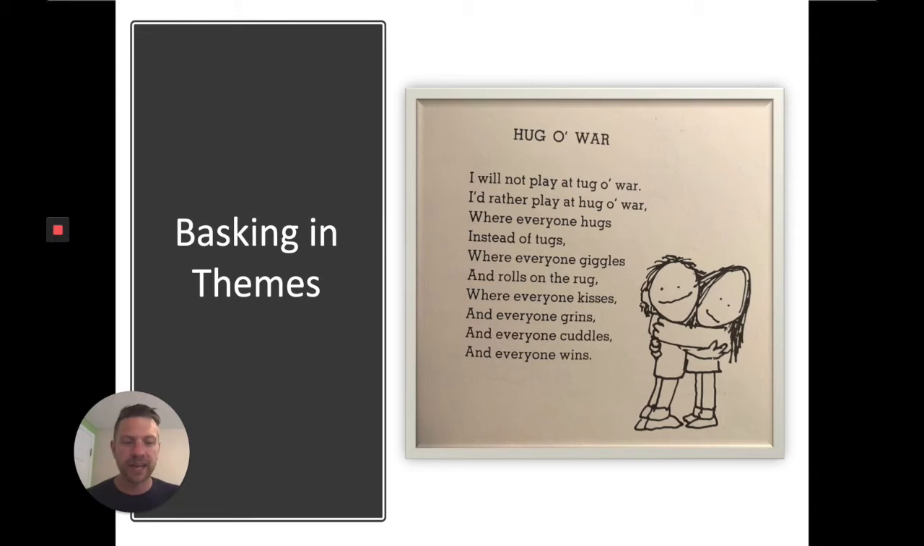But let's think about the big idea of this thing. Well, it's saying what they would like to do. And it's describing all of these ways that people are kind to each other, right? Kissing, cuddling, grinning, hugging, and it's saying that they will not play at tug-of-war. Well, what's tug-of-war? It's like when you're arguing, you're battling, you're fighting, there's conflict, right? So I think the theme is just be nice to each other, right? It's a very simple but very powerful little poem about just let's be nice to each other. So that's what it means by theme.